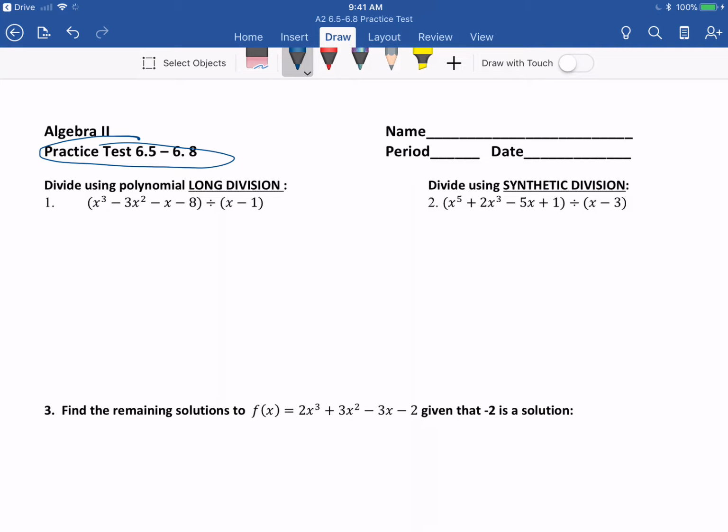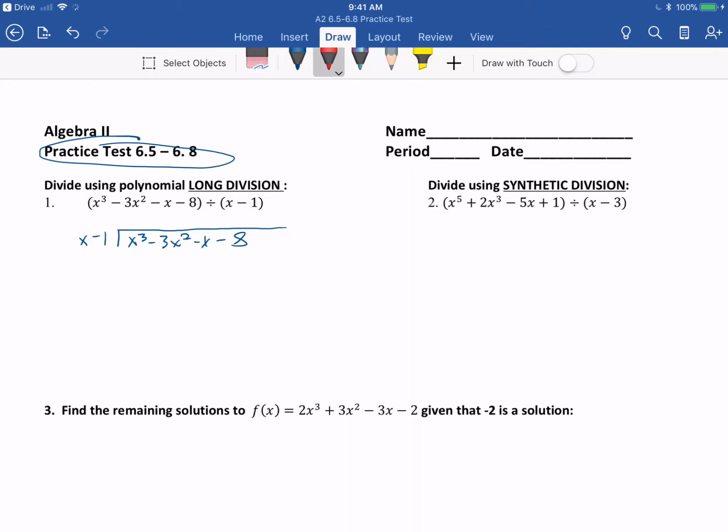All right, so let's just dive into this to see what we got. The first question starts off with a bang here. The long division is kind of a tough one here. It's long, as it's in the name. So let's see what we got. We have x minus 1, and I have to divide that into x cubed minus 3x squared minus x minus 8. All right, so let's see what we end up getting here.